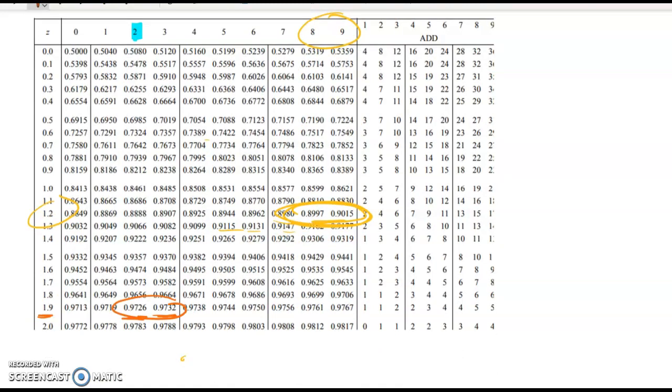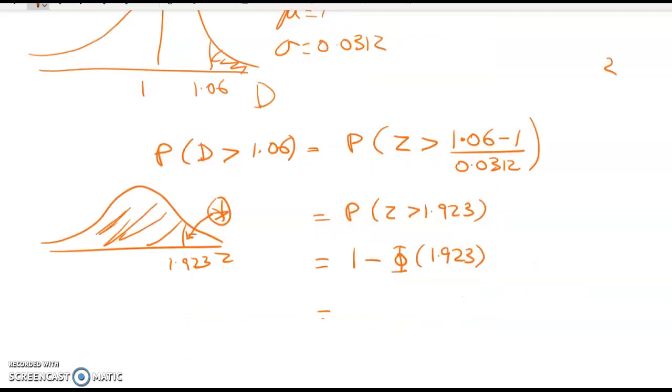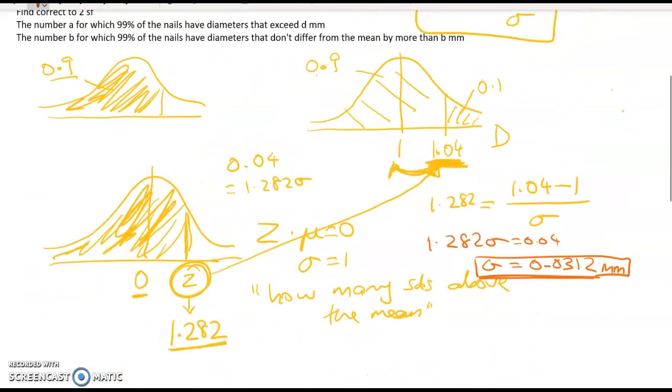1.923, let's see, 1.92, so 0.9726. And then here I've got plus 2, so it's 0.9728. So 1 minus 0.9728 gives me 0.02, can I do the maths? Probably not. 0.272. Okay, what were we asked to show?